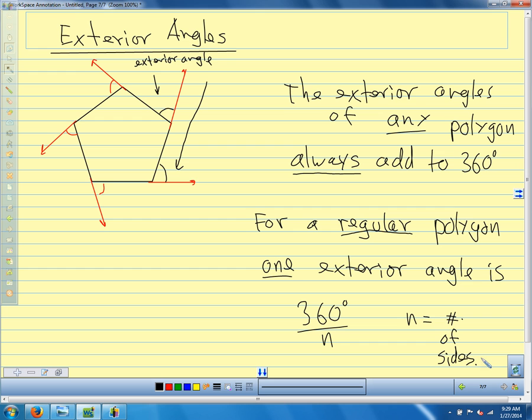So the exterior angles are pretty nice because the sum is always 360, no matter what. No matter what kind of polygon I have, the sum of the exterior angles is always 360. So to find one exterior angle of a regular polygon, divide by the number of sides.